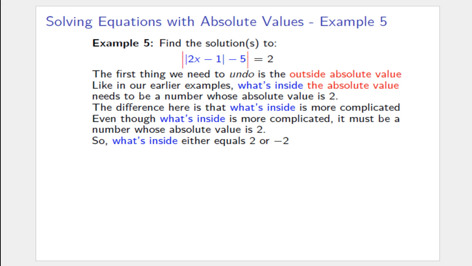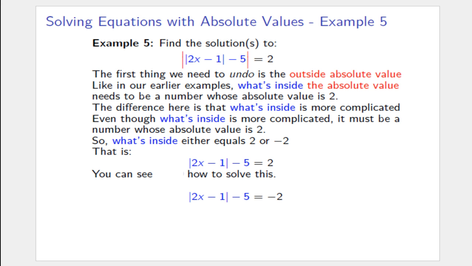So what's inside either equals 2 or negative 2. That is, the absolute value of 2x minus 1 minus 5 equals 2 or equals negative 2. If you follow the purple link, you will see how to solve this equation. Solving the equation, we get the solutions x equals 4 and x equals negative 3.